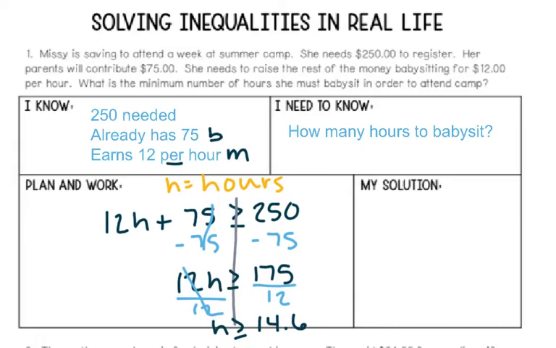Like we talked about in a couple of our equation word problems, you have to think about the real situation. Is somebody really going to calculate how much to pay her for 14.6 of an hour? We probably aren't. We just need to round that to 15 hours so that she knows that she is making exactly enough and she'll have a little bit more. Once we determine our solution, this really means that Missy can babysit for 15 or more hours to be able to have enough money to go to camp.